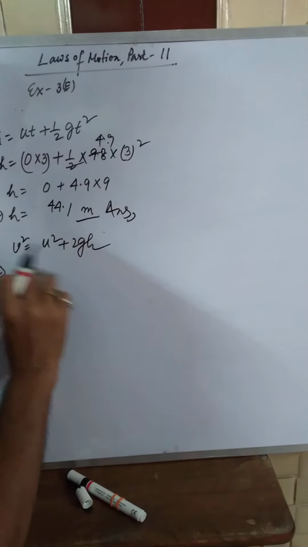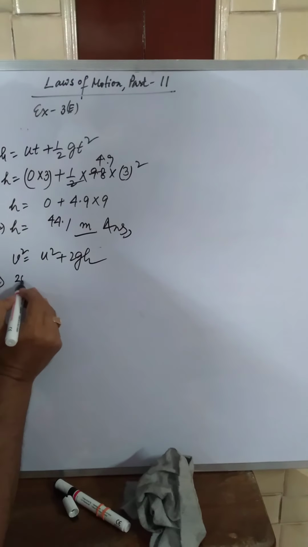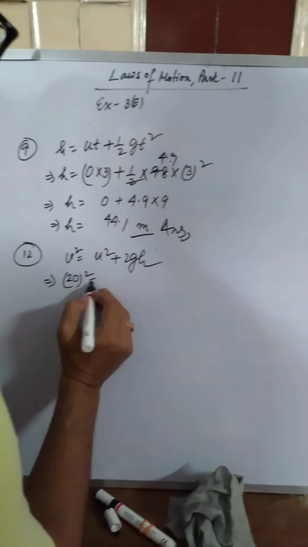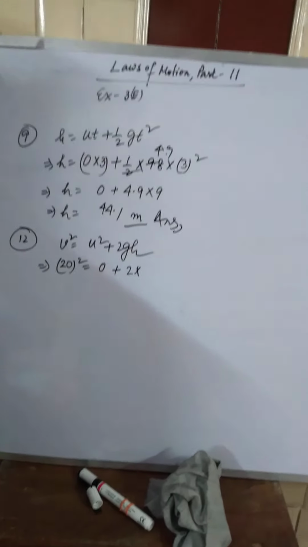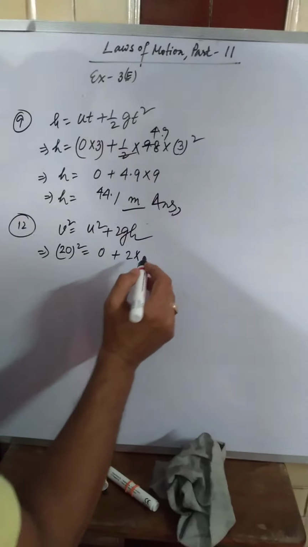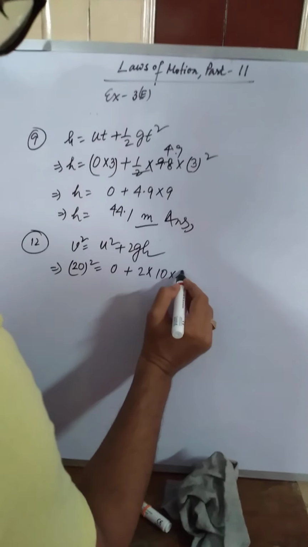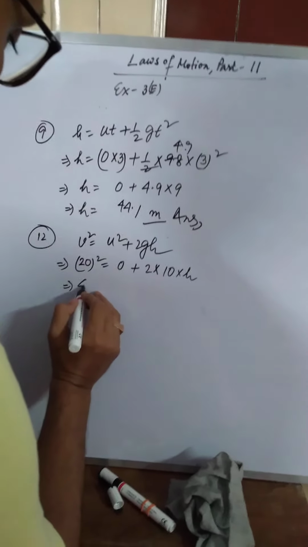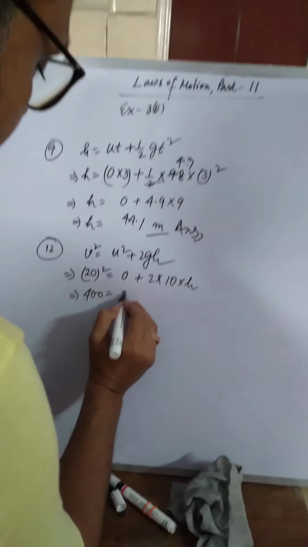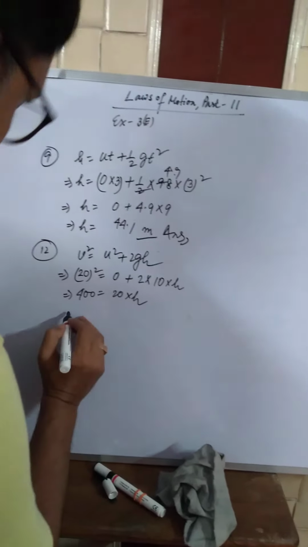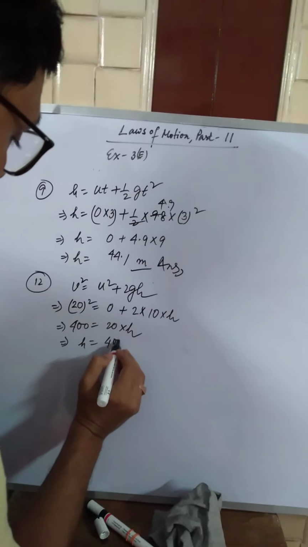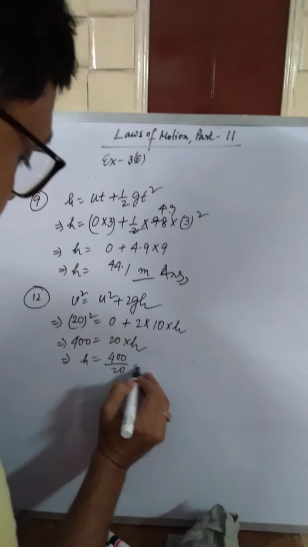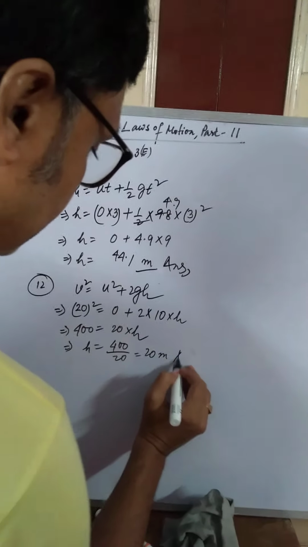So the value of v is equal to 20 meter per second. Initial velocity is 0 plus 2. Take g is equal to 10, then it is h. So it comes 400 equal to 20 into h. So h equal to 400 by 20, it comes 20 meter.